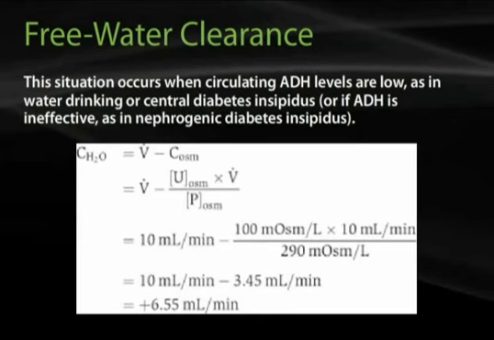With regard to the calculation, it is as follows. Recall that the free water clearance is equal to the urine flow rate minus the clearance of osmoles. The clearance of osmoles is given by the urine concentration of osmoles times the urine flow rate over the plasma concentration of osmoles. Substituting the numbers given in the problem, we can see that the free water clearance is 6.55 milliliters per minute, a positive number.